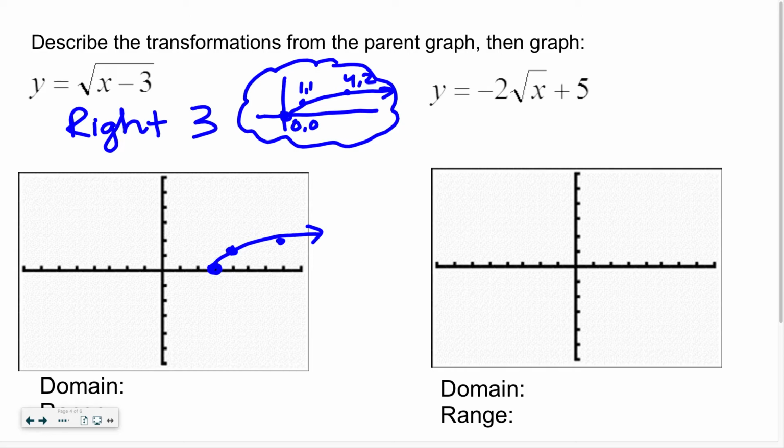Remember, think about that mental snapshot we take about the parent graph. It is the same shape. Just slide it over on the graph. Don't create a brand new shape. You know what it's going to look like every time.